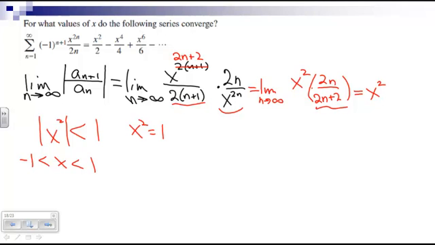Maybe we could apply a different test to find out what happens when x is 1 or when x is -1. Wait, why is it 1? I'm sorry? Why does x squared equal... Well, sorry, the limit is equal to x squared. The ratio test says when that limit is less than 1, the series converges. So what I'm saying is that limit being less than 1 happens when x is in that interval.